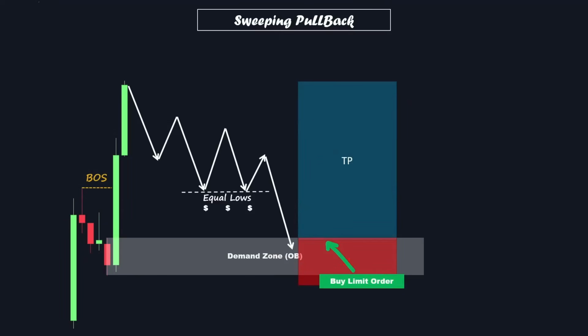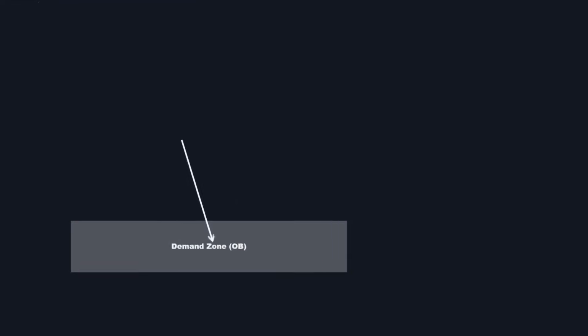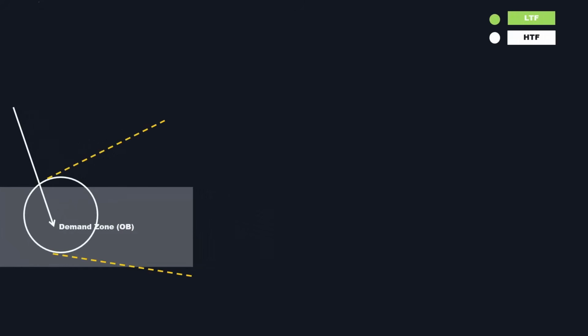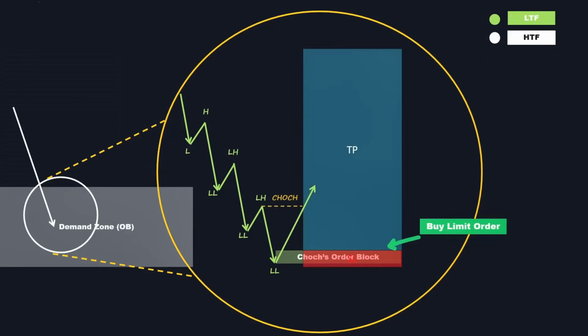A buy limit can work, but for a more optimized and tighter stop, we zoom into a lower time frame, wait for CHOCH or any structural shift, then take the trade from the lower time frame demand created by that shift.